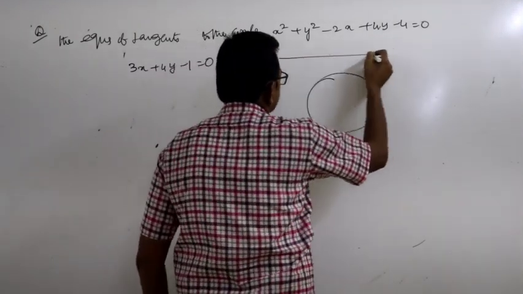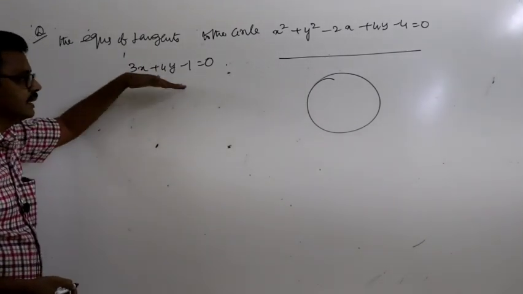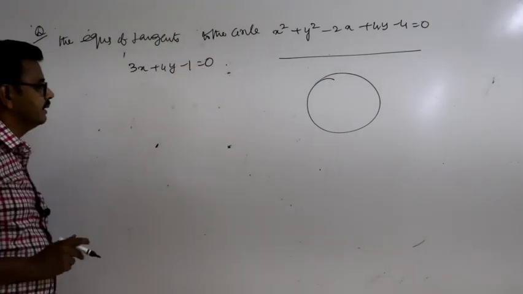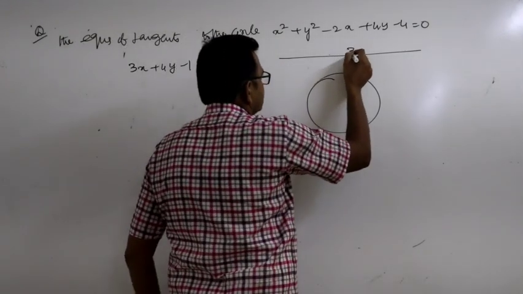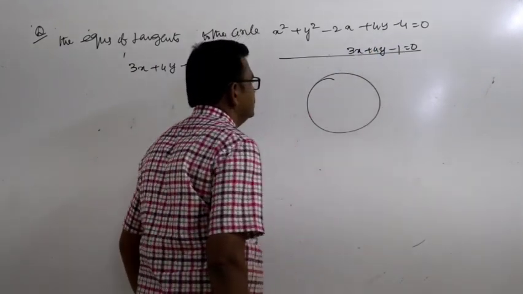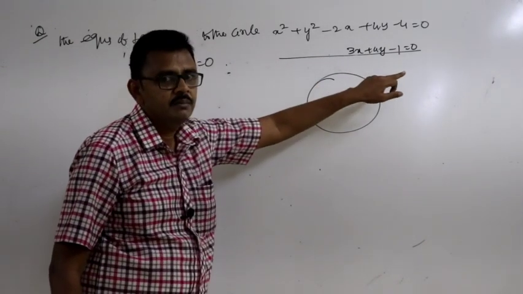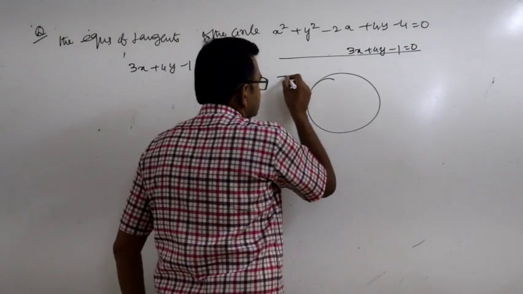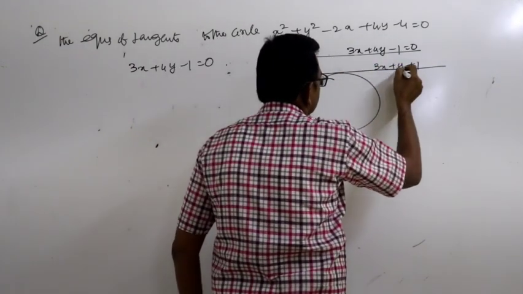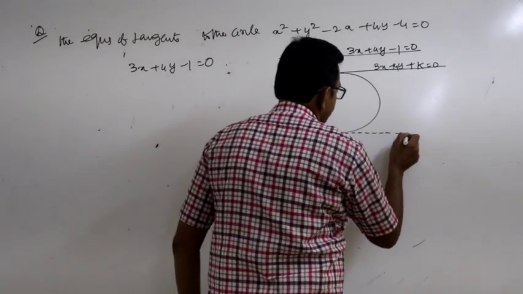So this is the line. Maybe we don't know whether it touches or intersects or completely lies outside, but anyway this is one line, 3x plus 4y minus 1 equal to 0. Equation of a line parallel to 3x plus 4y minus 1 equal to 0 is of the form 3x plus 4y plus k equal to 0.